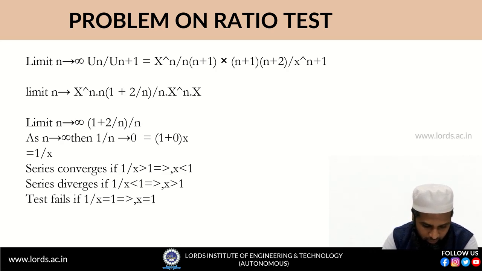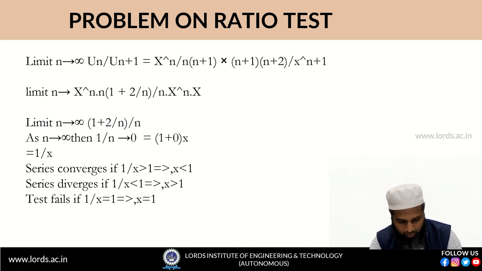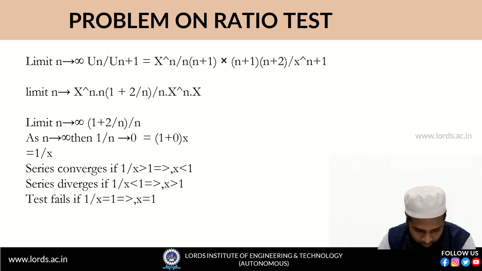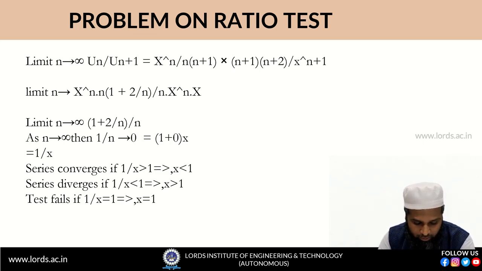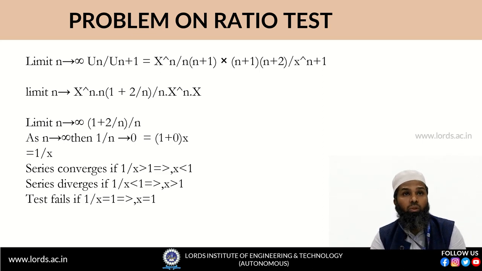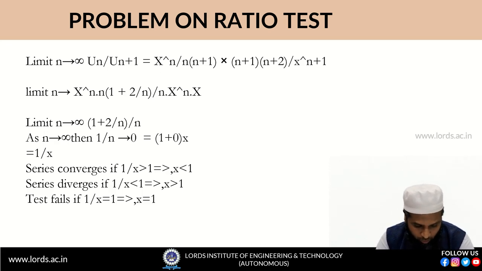After the simplification, by taking common values and cancellation, as n tends to infinity, 1 by n tends to 0. So finally we are getting 1 plus 0 divided by x. That is 1 plus 0 divided by x. So the final answer we are getting is 1 by x. And how are we getting this?